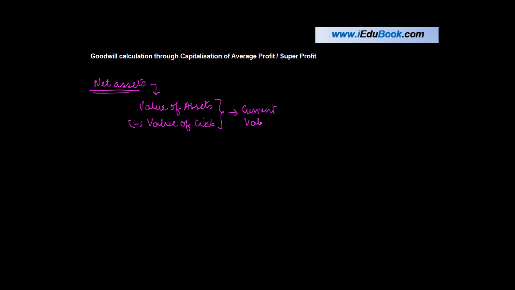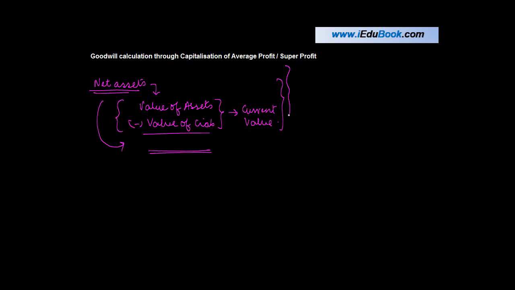Goodwill calculation through capitalization of average profits and super profits. Now what happens is that we have the net assets of a company, right? This net asset basically represents the value of the assets of the company minus the value of the liabilities of the company, right? And when I say value, I mean the current value, right? This means that if I were to value them on an independent basis, what is the net asset value that I have, right?